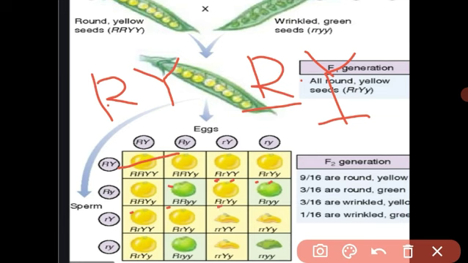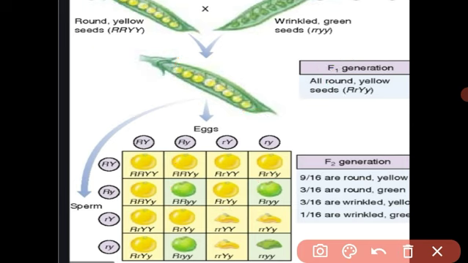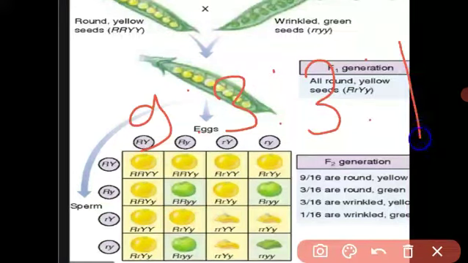Here is also capital R, capital Y. So round and yellow. It also has capital R. So the seeds are round, but with the small y the color is green. Whenever we cross two contrasting characters, what is the phenotype ratio? Phenotypes means the observable characters. The phenotype ratio is 9:3:3:1, and the genotype ratio is very complicated, and we have to study the genotype ratio in the higher classes.